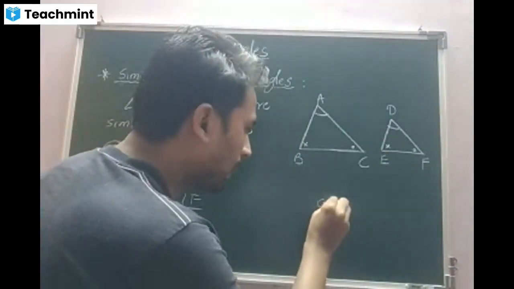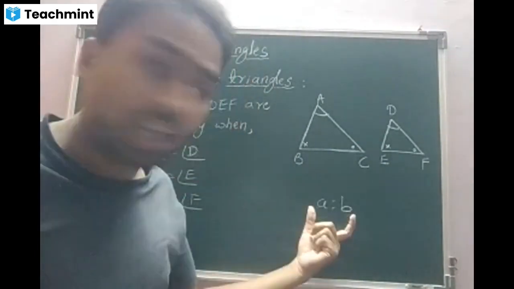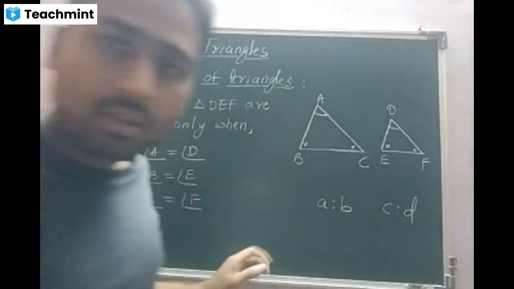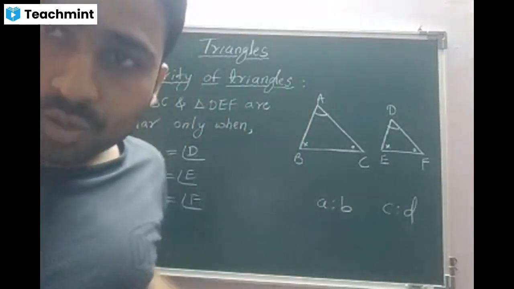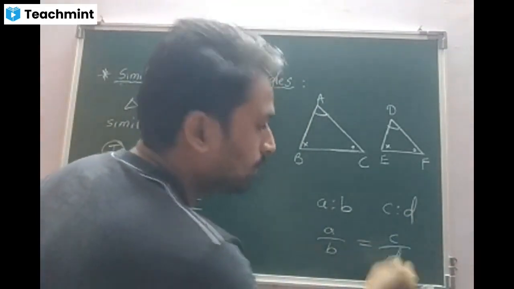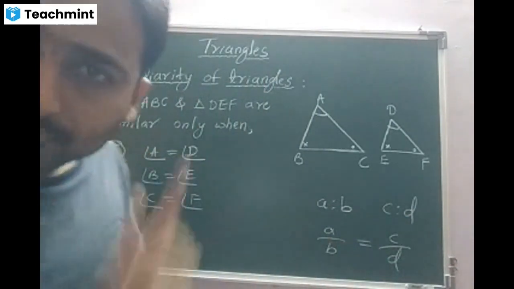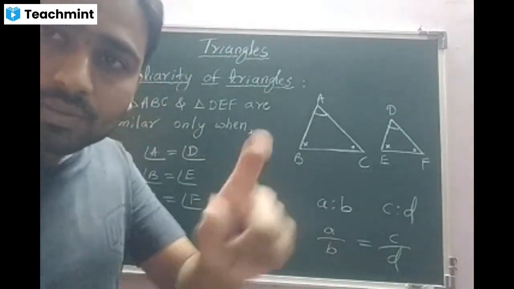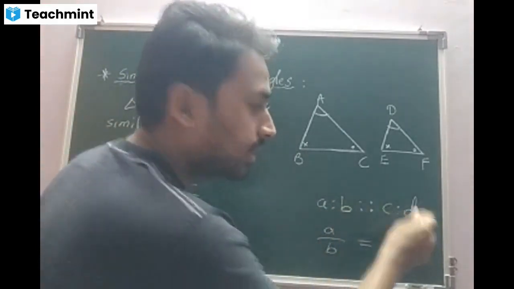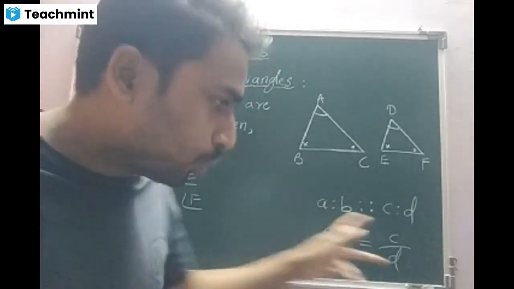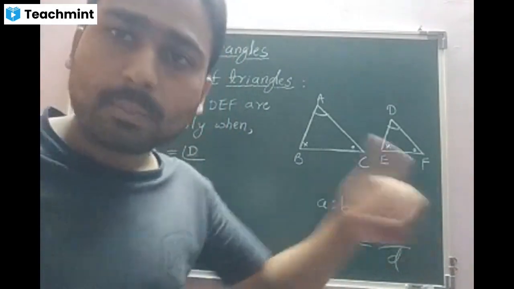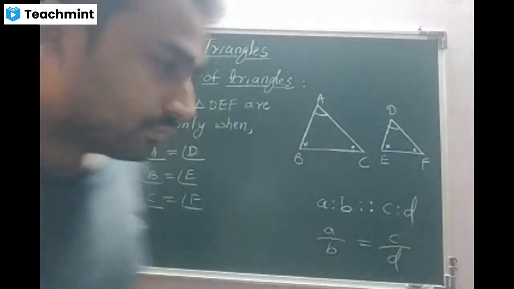Let me recall that one. If I take A is to B, this is one ratio. If I take one more ratio, C is to D, both are said to be in proportion when we say the condition A by B should be equal to C by D. Symbolically, we will write A is to B is as C is to D. The meaning is the two ratios, left side and right side, should be equal to each other. Then they form a proportion. Correct, beta?